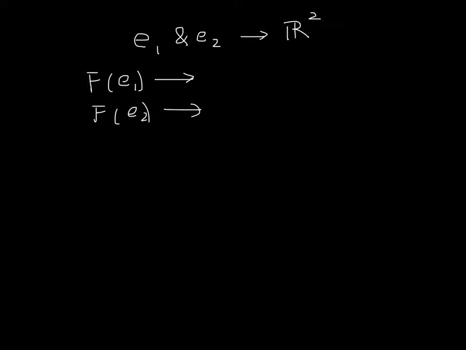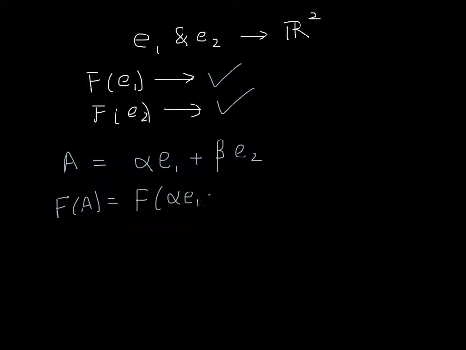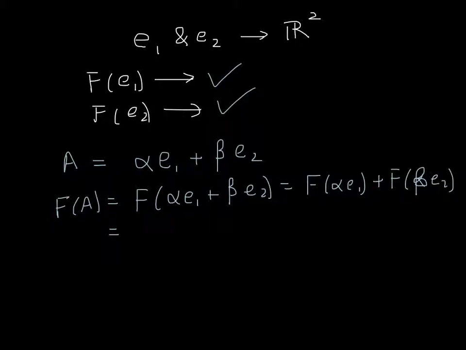So once you know these vectors E1 and E2, E1 and E2 generate the entire R2. Now, once I know what this function does to E1 and what the function does to E2, let's suppose I know these two things. Then any other vector has to be a combination of E1 and E2, so alpha E1 plus beta E2. And then f of that vector has to be f of alpha E1 plus beta E2, which by the additive property of f will be f of alpha E1 plus f of beta E2, and then by the multiplicative property it will be alpha times f of E1 plus beta times f of E2.